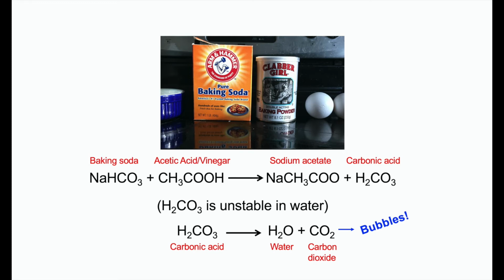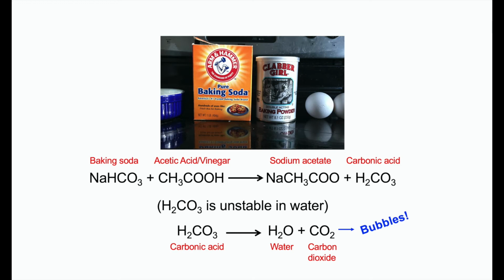Carbonic acid is unstable in water in general, and so when you put it into water, it's going to break apart into water and carbon dioxide. And this is where we get our bubbles from, all that carbon dioxide. So to convert sodium bicarbonate into carbon dioxide, we add our acid, and it goes through some reactions, and we get carbon dioxide out of it.